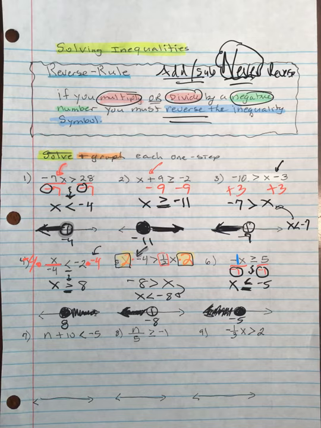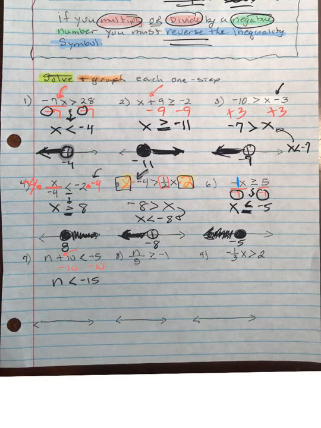Number 7, we have to undo adding 10, so we have to subtract 10. So should we reverse or not to reverse? That's the question. Remember, when you're undoing addition and subtraction, you never, ever, ever reverse. When you're undoing adding and subtracting, you never reverse. And so all the numbers that are less than -15 would be an open circle, and all the numbers less than would be to the left.